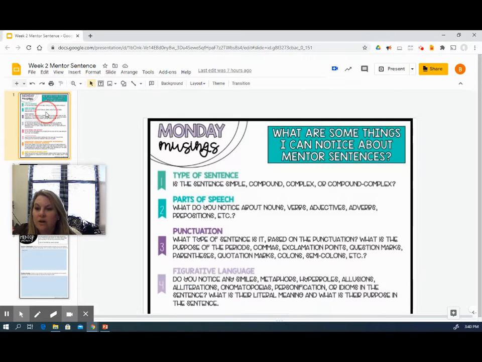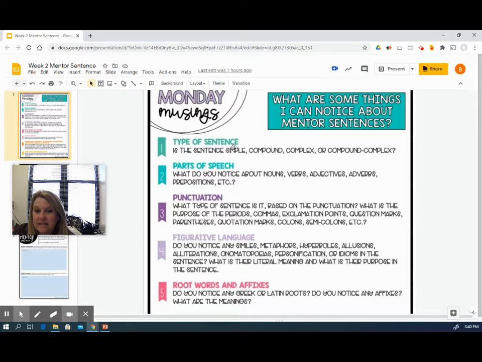However, these are some things that you can pay attention to and look at. So look at what type of sentence it is. Is it simple, compound, complex, or compound complex? By the way, there are reference pages attached to this assignment that will help you with this. See if there's anything you notice about the parts of speech, maybe the nouns, verbs, adjectives, adverbs, prepositions, etc. Like if they're really good or if they're really vivid, then make a note of that. Sometimes they are and sometimes they're not.